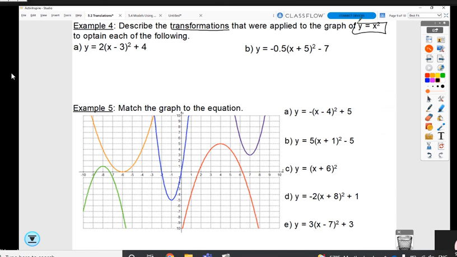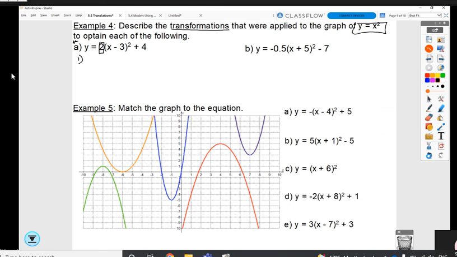So let's pretend we started off with y equals x squared, and we ended up with this disaster here. And someone's like, well, what happened? What did you do to this thing? Well, I guess we could say this. The first thing that we did is that this right here, this A value.